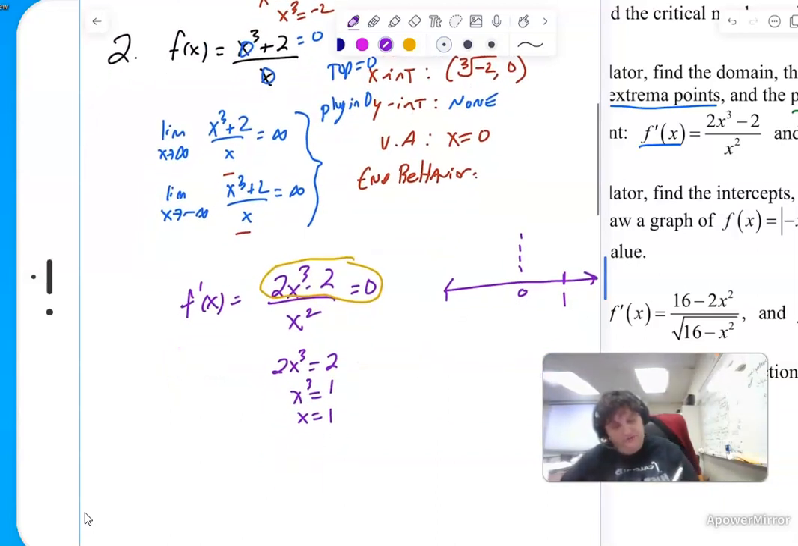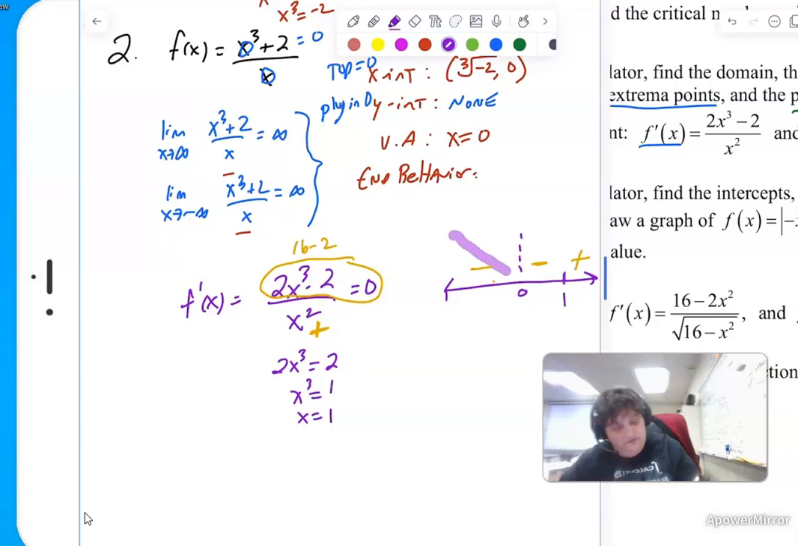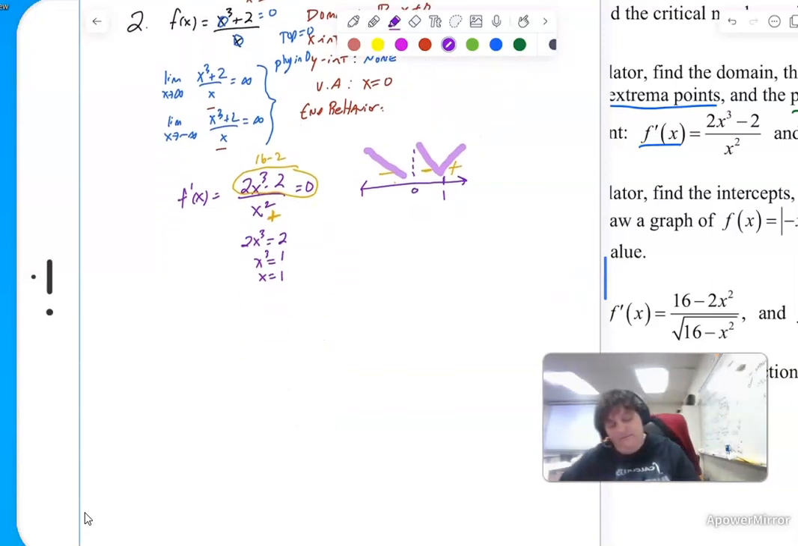Now, when I do test points, here's the thing. The bottom is always going to be squared, so I'm really just plugging into the top. Let's plug in a negative number, like -1. -1 to the third is negative. That's negative. Let's plug in a number between 0 and 1, like a half. A half to the third is an eighth. 2 times an eighth is a fourth. That's negative. And then if I plug in a number bigger than 1, like 2, 2 to the third is 8 times 2 is 16 minus 2. That's positive. All right? So it looks like what it's doing here is decreasing, then decreasing, then increasing, with an asymptote there.